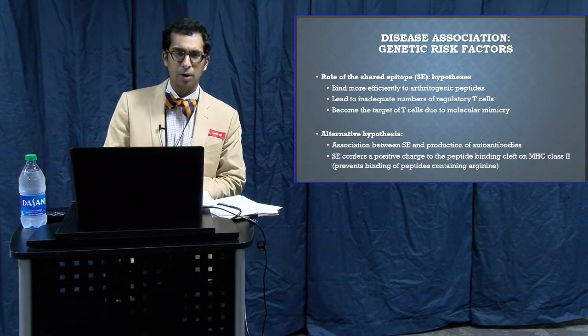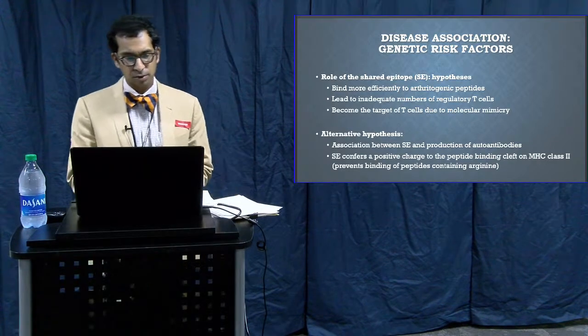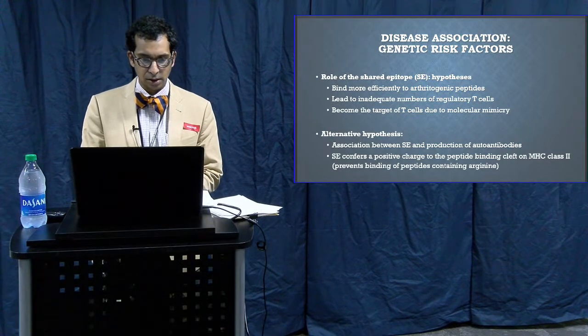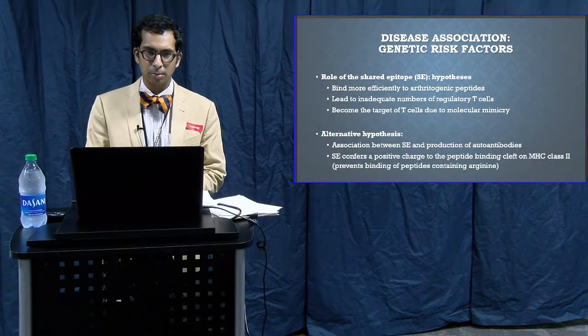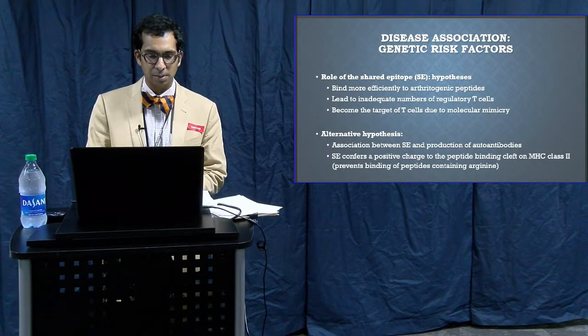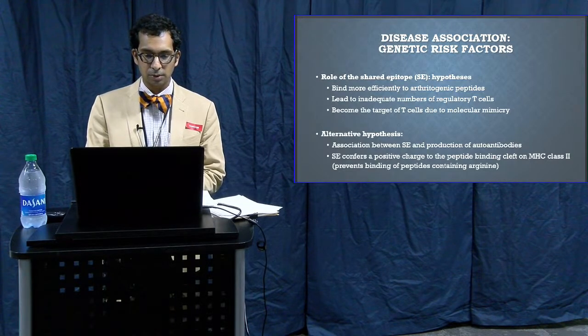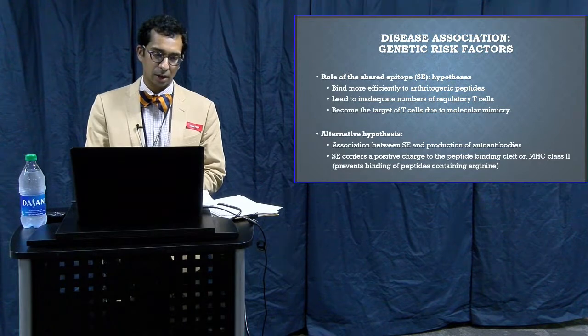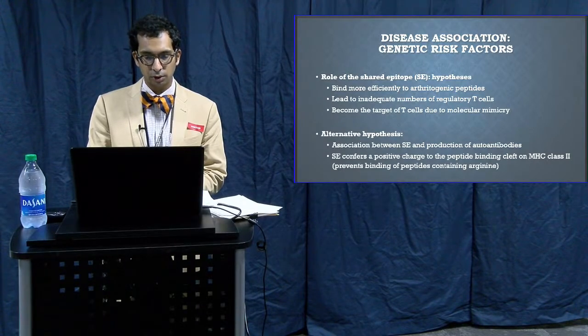So different models have been proposed to explain the role of the shared epitope in rheumatoid arthritis, and some of these hypotheses include the following. The presence of this shared epitope, some people posit, may allow for more efficient binding to potentially arthritogenic peptides. It may lead to inadequate numbers of regulatory T cells, which can help control the immune response. And some people think the shared epitope may become the target of T cells due to molecular mimicry.